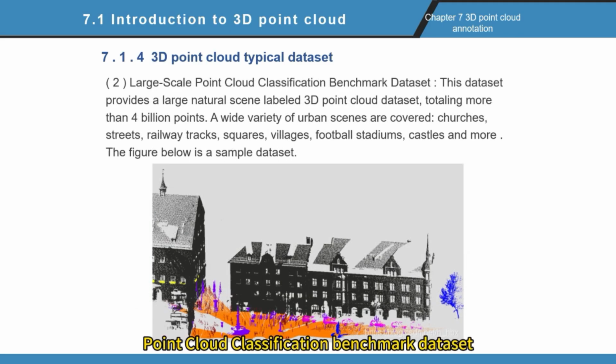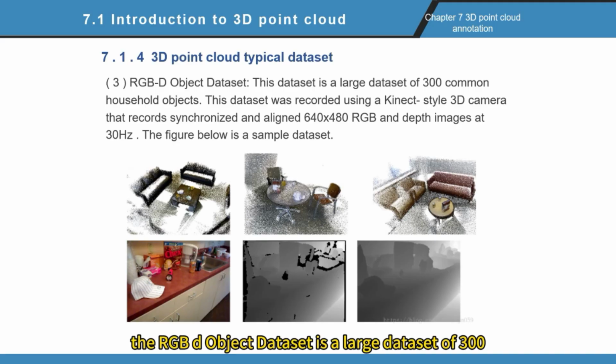The Large-Scale Point Cloud Classification Benchmark Dataset provides a large labeled 3D point cloud dataset of natural scenes, with over 4 billion points. It covers a wide range of urban scenes, such as streets, railway tracks, squares, villages, football stadiums, and castles. The figure shows a sample of this dataset. The RGB-D Object Dataset is a large dataset of 300 common household objects. It was recorded using a Kinect-style 3D camera, which records synchronized and aligned 640 x 480 RGB and depth images at 30 Hz. The figure shows a sample of this dataset.